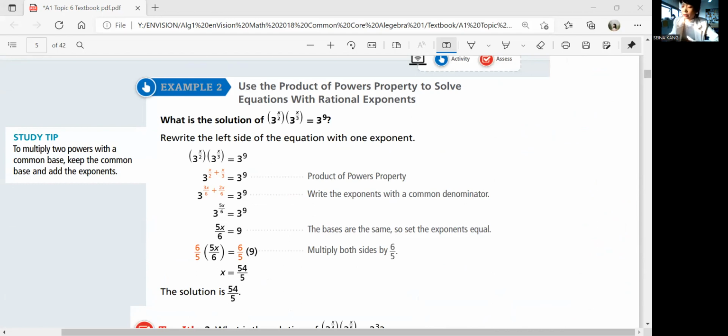Now that's kind of challenging. That's another level, right? So you already know how to do this. You just need to think about it step by step. You know the product of powers property.